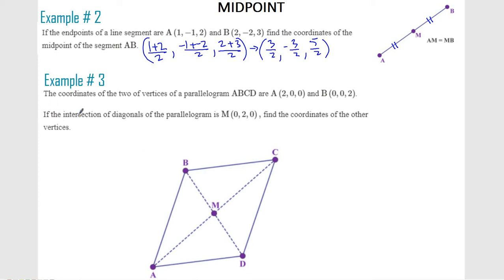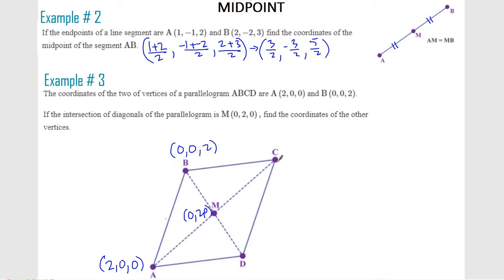So here, we've got a parallelogram. I'm going to go ahead and label things because that just makes my life easier. So here we're going to have 2, 0, 0. B is going to be 0, 0, 2. And M is 0, 2, 0. Okay, so notice I didn't actually graph this on a three-dimensional plane, but I just visualized the parallelogram, and I just know that M is the midpoint.